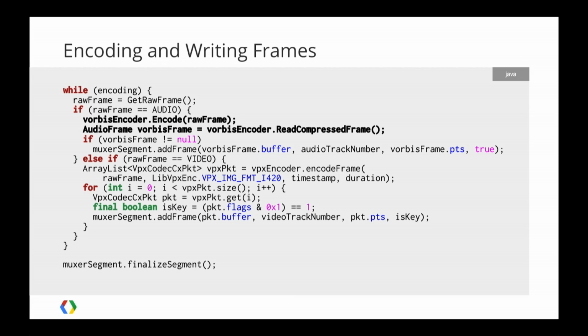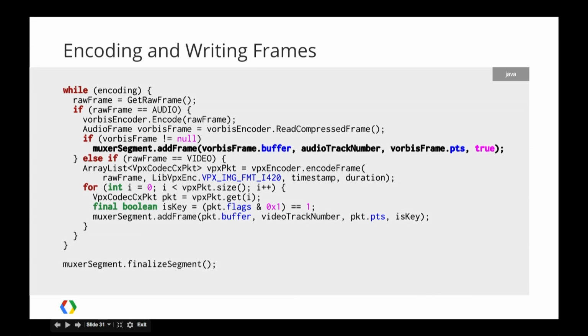If the raw data is audio, it's pretty simple. We just call encode, give it the raw data, then we get the compressed frame. You see I'm getting close on time, so I'll try to go quick. For Vorbis, you have to check to make sure the encoded frame is not null because Vorbis needs a certain amount of input samples before it'll start passing back encoded data.